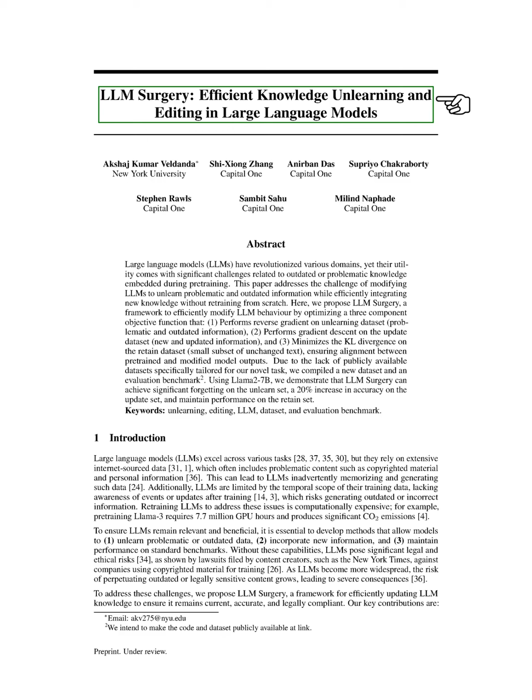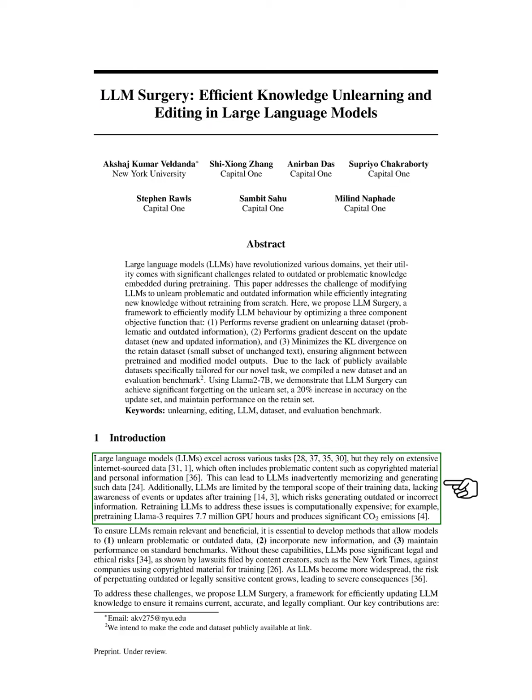Section: Introduction. In this section, we discuss the challenges faced by large language models, LLMs, which perform well on various tasks but depend on vast amounts of internet data. This data can contain problematic elements, like copyrighted content and personal information, leading to unintentional memorization and generation of such data. Moreover, LLMs are limited by the time frame of their training data, making them unaware of events or updates that occur afterward, which can result in outdated or incorrect information.